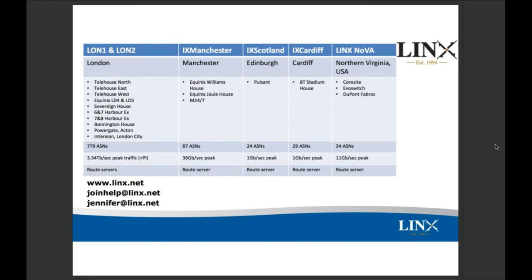So the London LANs have 779 ASNs connected, about 3.3 terabits of traffic per second, and about the same again on our private interconnect service that we offer in London. We've got root servers across all of the exchanges. Last year we had over 120 applications for membership. Our members come from approximately 73 different countries, and about 50 of our members come from the Asia Pacific region. So if you'd like to come and peer in London, please come and find me or use those email addresses, and we'd love to help you out. Thank you.